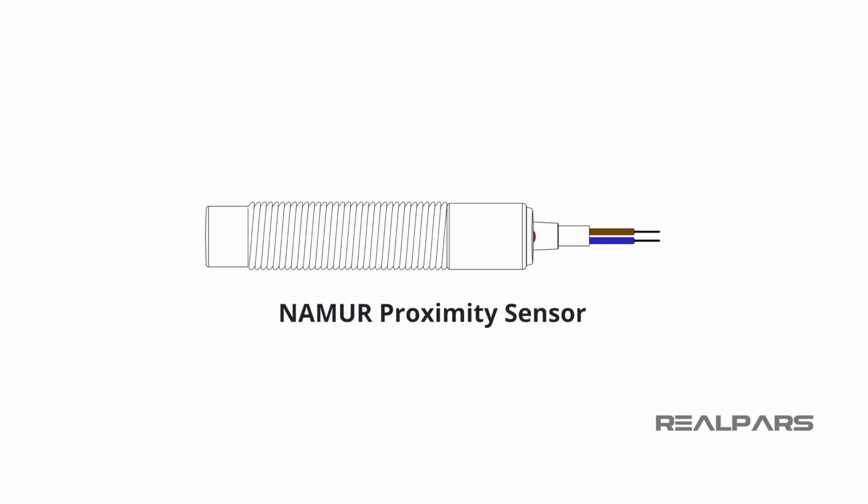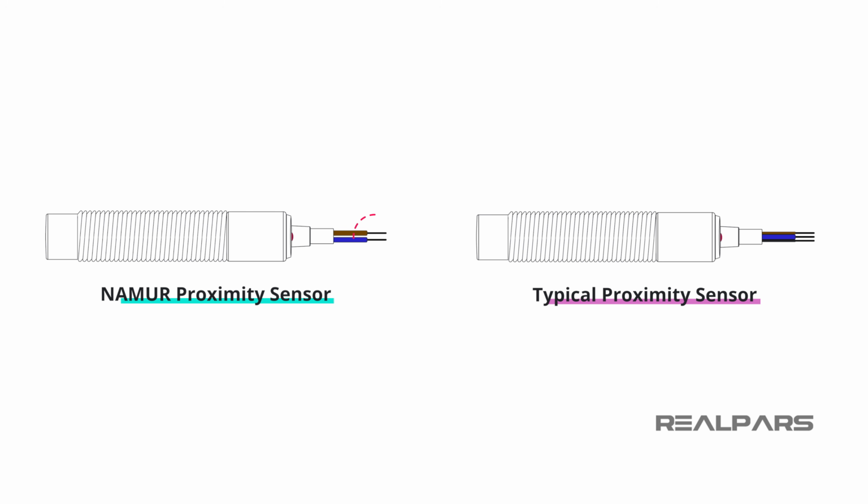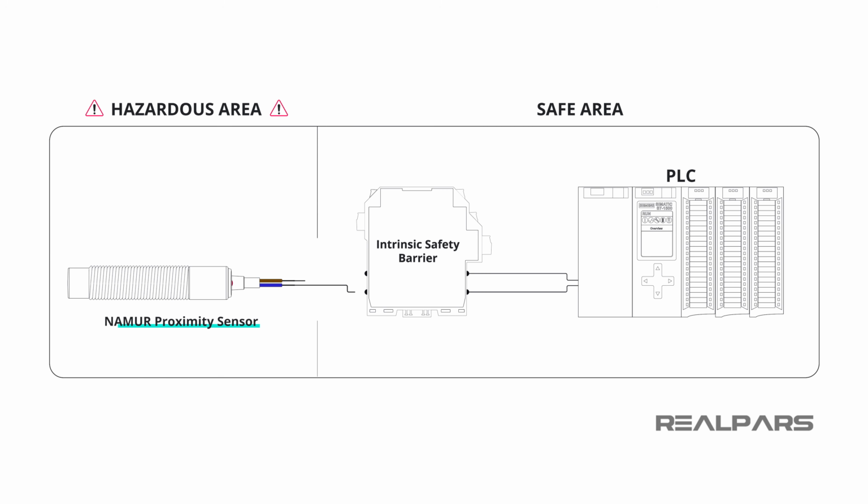In this video, we're going to introduce you to a sensor called a Namur proximity sensor. We're going to discuss how this Namur sensor differs from other proximity sensors, and we'll show you where and why these sensors are used in the field.